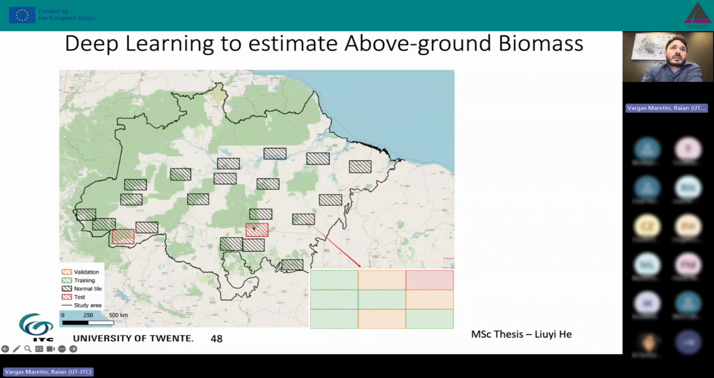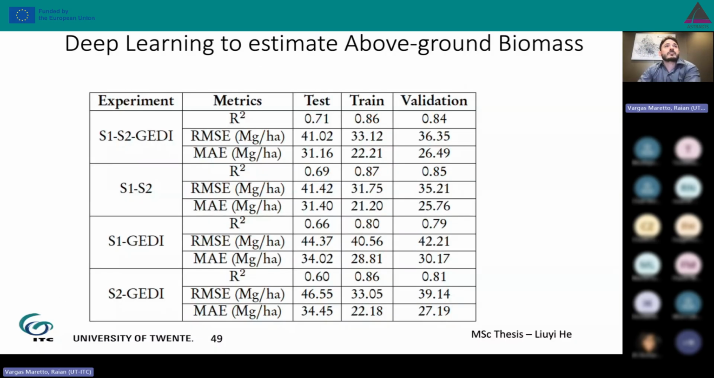and these 2 ones only for test was for analyzing the transferability of the model in space. So basically here, some of the metrics that we managed to reach: quite high R-squares, with around 71 when combining the three types of data.